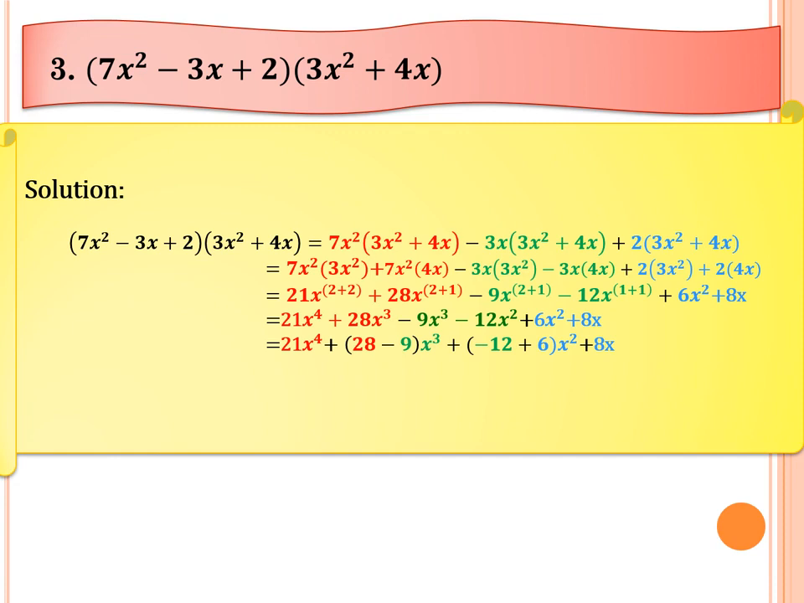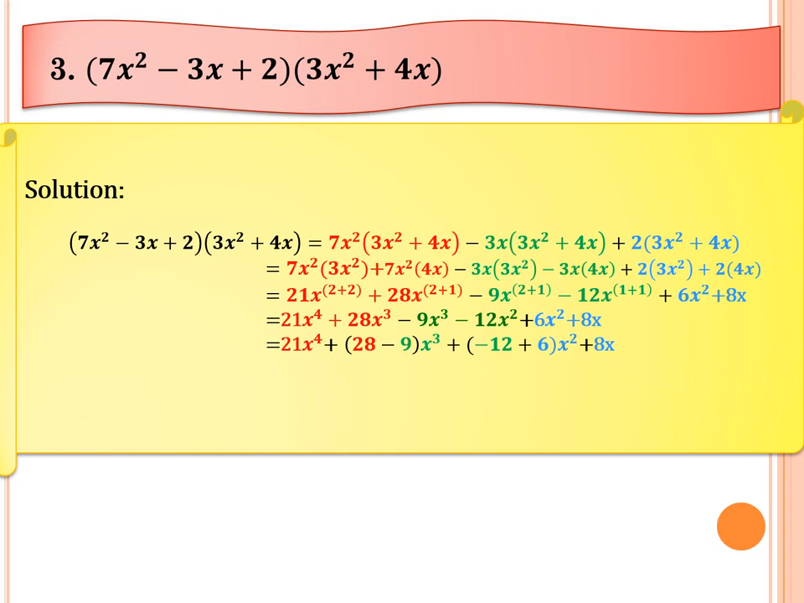So, i-copy lang natin si 21x to the power of 4 kasi wala naman siyang makombine kaya siya lang mag-isa, no? Then, ang next is si 28x cubed minus 9x cubed, they are like terms. So, we can apply DPMA here, right? So, 28x cubed minus 9x cubed can be expressed as 28 minus 9 quantity x cubed.